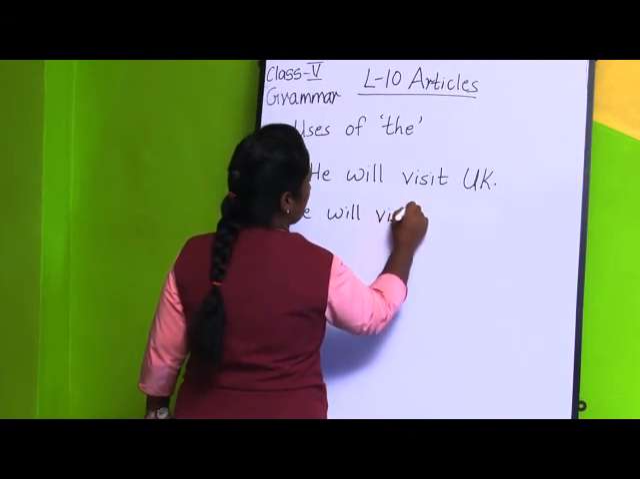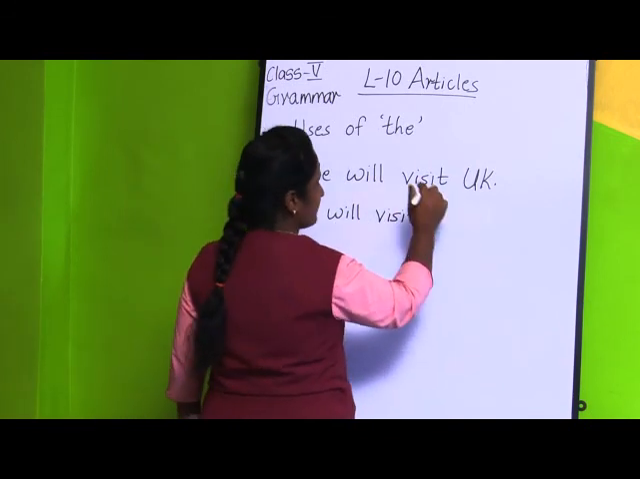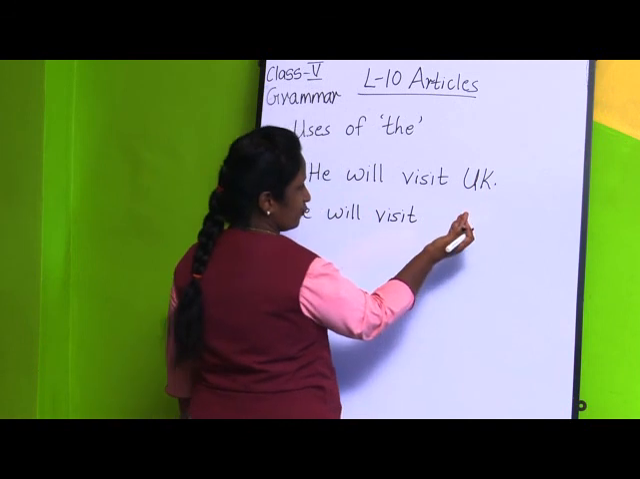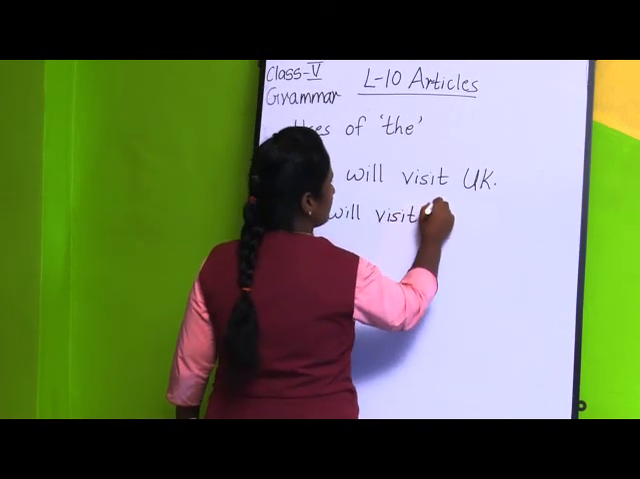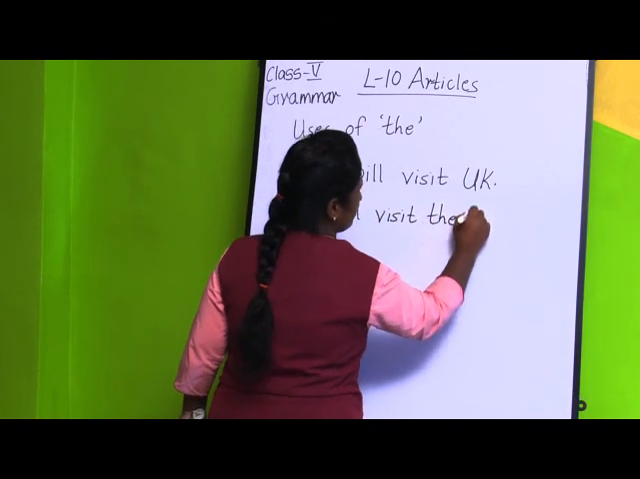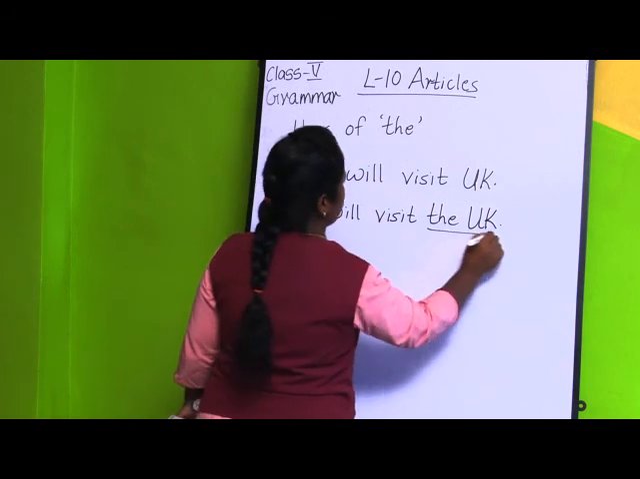Now we are talking about a country, but there is one common name in that, that is kingdom. So you are going to use the article before the noun. We will visit the UK. The UK. Okay, so this is the answer.